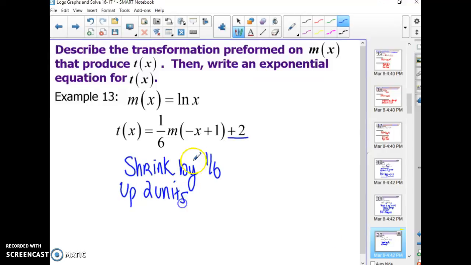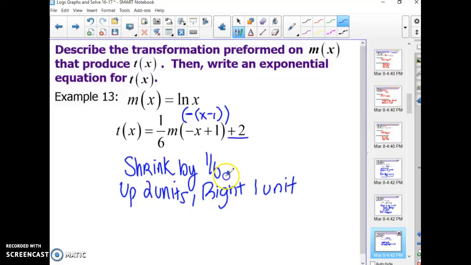So I want to talk about what's happening on the inside. If I solve this, it's like saying a negative and I get an x minus a 1. So there's two things happening. I have a negative and the minus 1. Well, the x minus 1 is going to make it move to the right 1 unit. The negative on the inside is going to make it reflect on the y-axis.